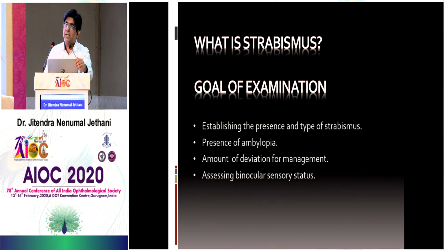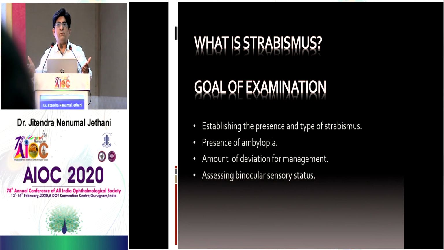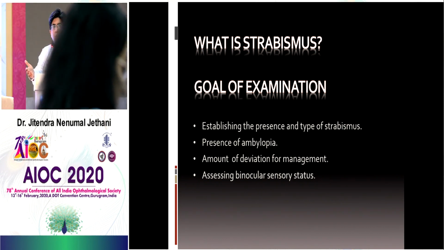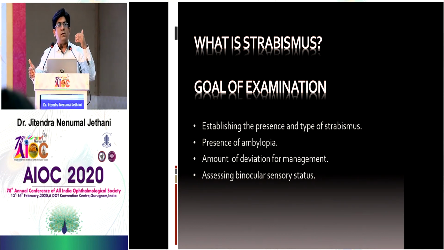So what exactly is strabismus? Strabismus is basically the misalignment of the two visual axes, which means that when both the eyes are not straight, there is some strabismus. It could be manifest, it could be latent. It is manifest when you can see the strabismus as the patient walks into the clinic, an eye which is out, in, up or down. And it could be latent when both eyes are straight, and when you do an alternate cover test, you can make the strabismus manifest.